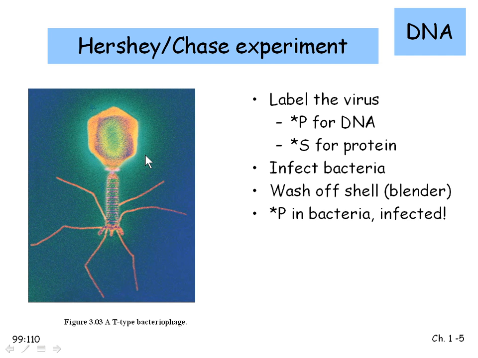And the insight that Hershey and Chase had was to label this virus with radioactive phosphorus and radioactive sulfur. And what was clever about that is that the phosphorus goes uniquely into the DNA, which is packed in here inside the head, and the sulfur goes uniquely into the protein. So the rest of the bacterium is all made out of protein and would pick up sulfur. So now you can track the location of those components by radioactivity.